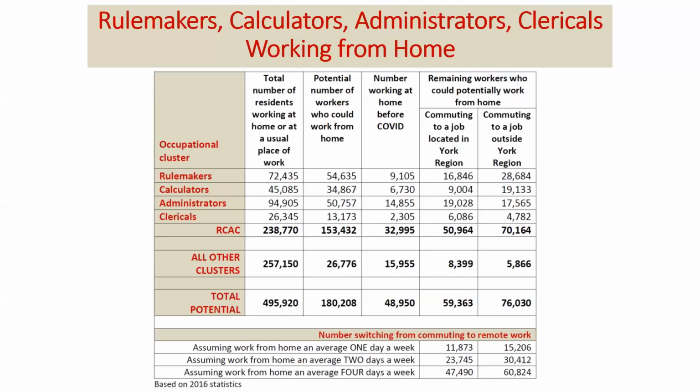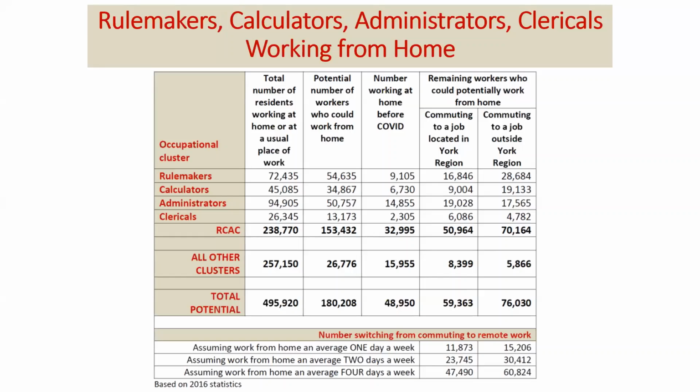So then we took the number of people who were already working from home before COVID. That's the third category, and we subtracted that because they're already at home. Leaving that, we then distributed the rest according to the proportion of how many commute to a job in York Region and how many commute to a job outside York Region.